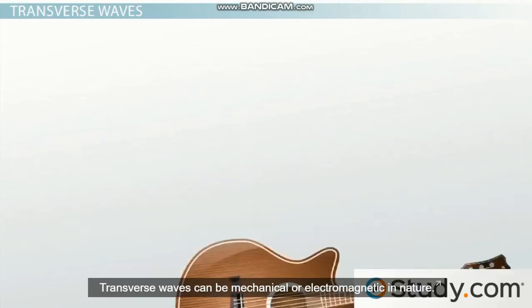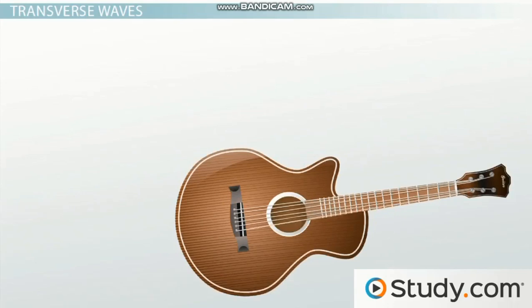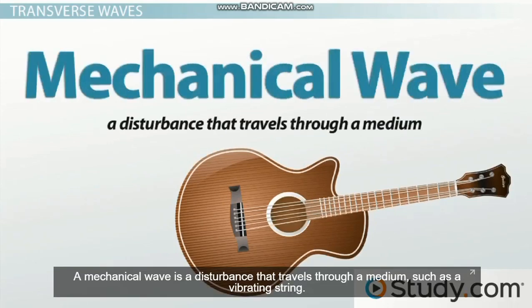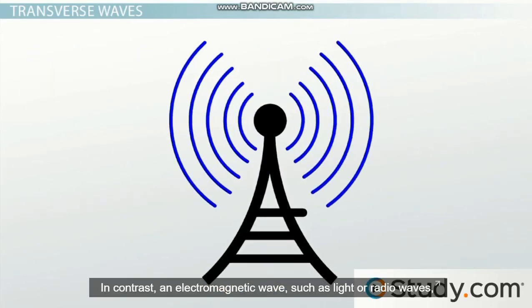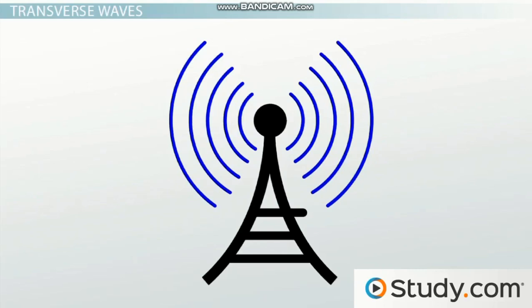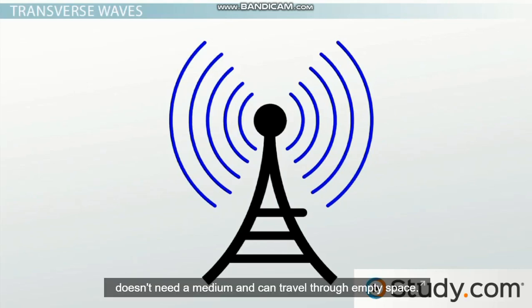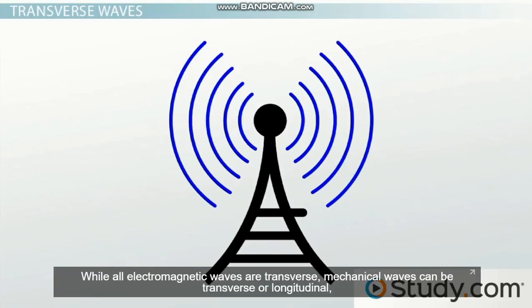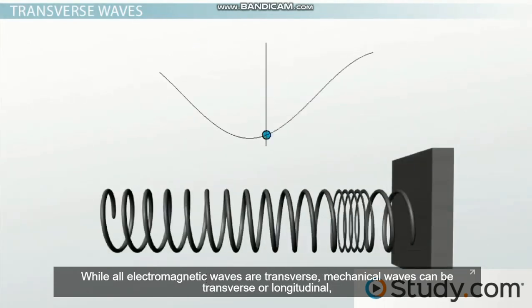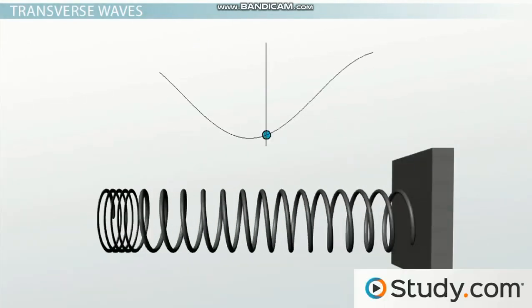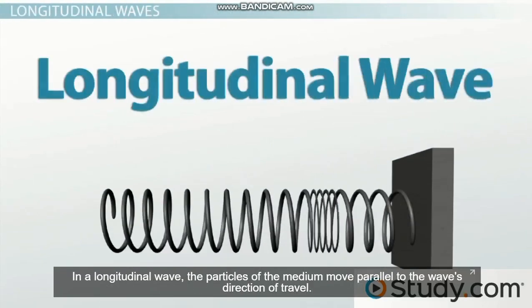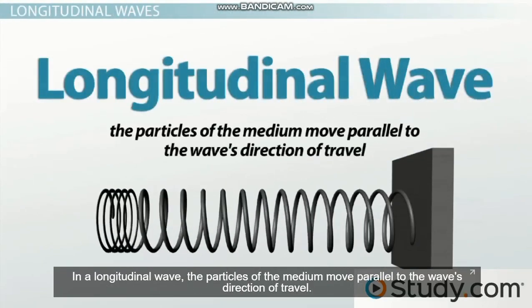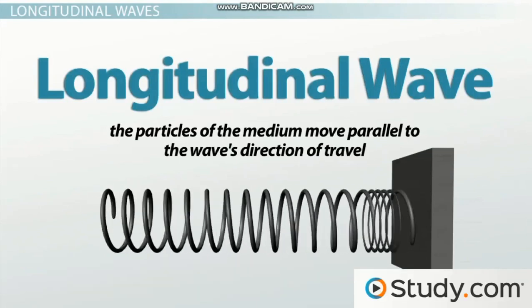Transverse waves can be mechanical or electromagnetic in nature. A mechanical wave is a disturbance that travels through a medium, such as a vibrating string. In contrast, electromagnetic waves, such as light or radio waves, don't need a medium and can travel through empty space. While all electromagnetic waves are transverse, mechanical waves can be transverse or longitudinal, which brings us to our next type of wave. In a longitudinal wave, the particles of the medium move parallel to the wave's direction of travel.